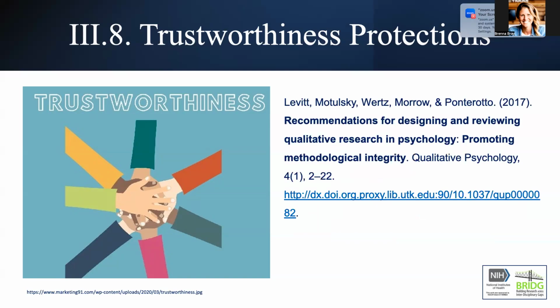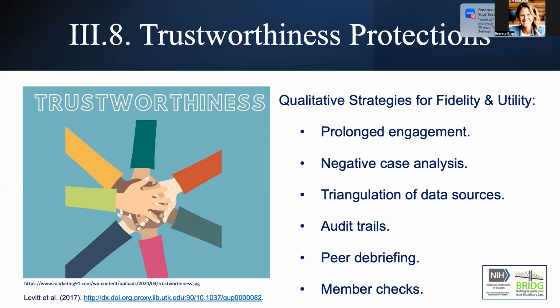Levitt et al. have a publication that provides some recommendations for designing and reviewing qualitative research in psychology that promotes methodological integrity. And we're going to go through some of what they offer. They offer some qualitative strategies for fidelity and utility. They suggest prolonged engagement in the data, negative case analysis, triangulation of data sources, so using interviews as well as focus groups and documents, including auditing trails, so having others audit our work, peer debriefing, and member checks.